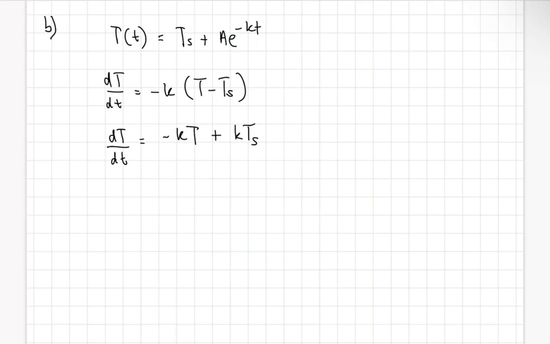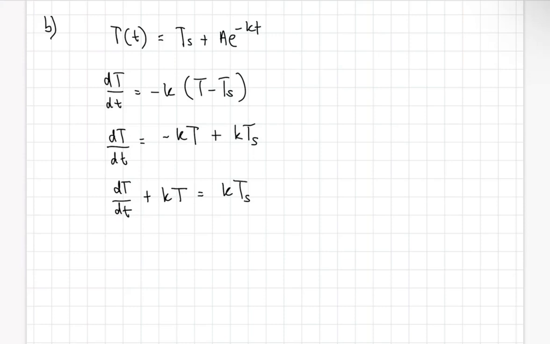Then remember that the capital T here is the dependent variable, while the small letter t is the independent variable. So you need to rearrange this equation. If I rearrange this one, dT over dt plus kT equals k multiplied by Ts.